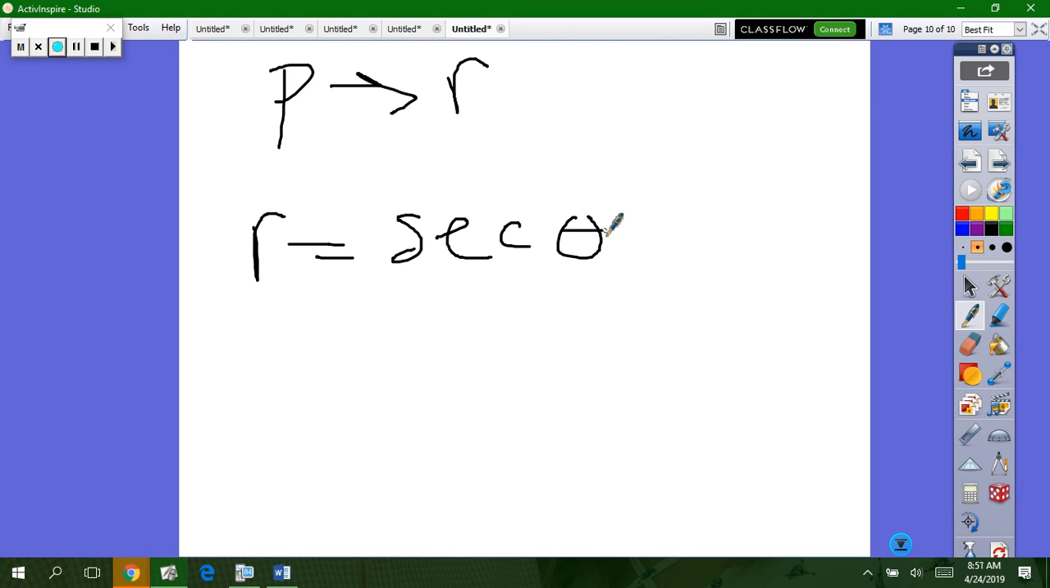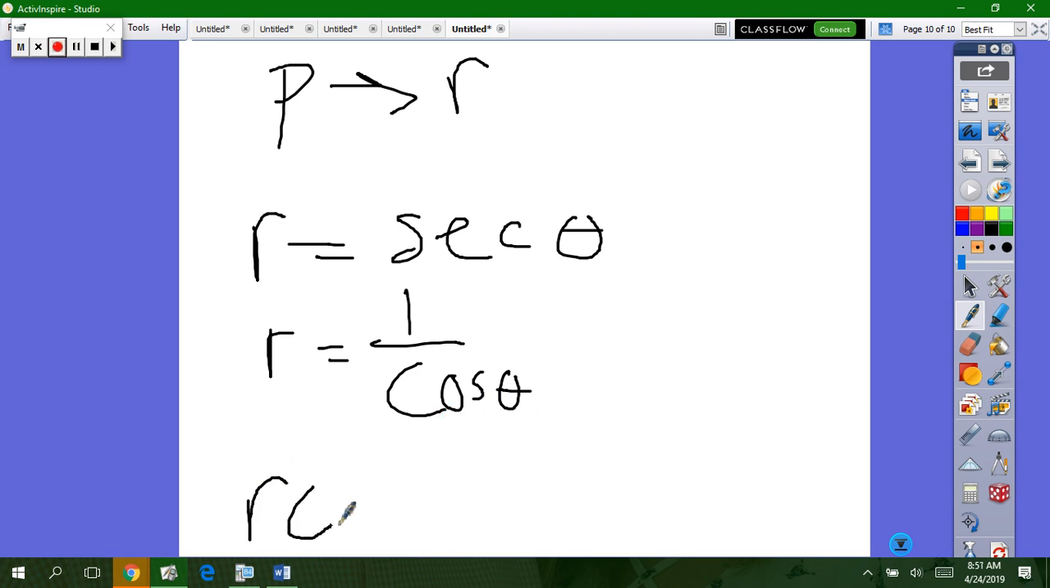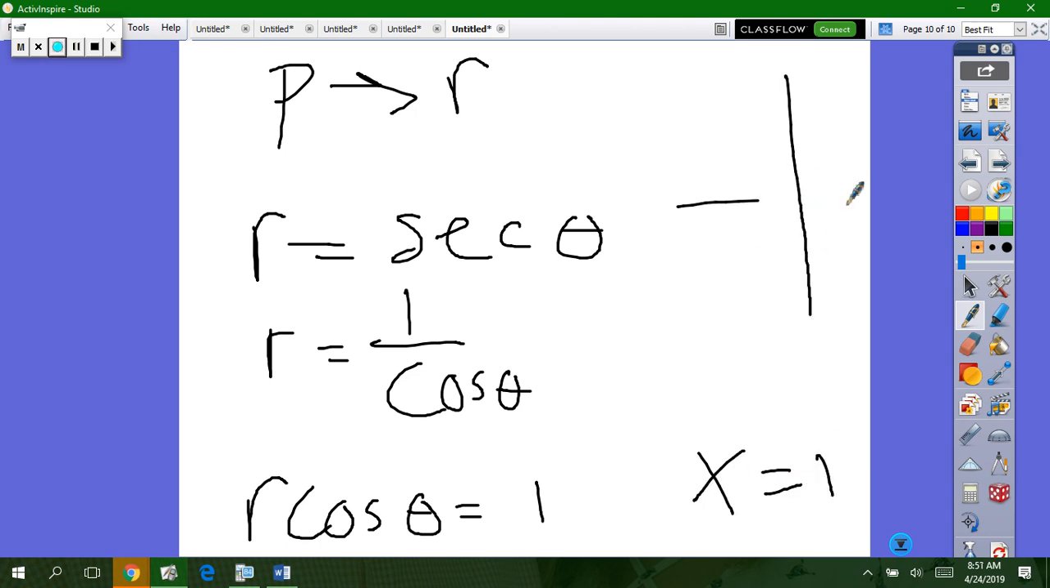Thanks, Mr. Rude. Okay, so once again, I know that this is R equals 1 over cosine. You guys agree? Okay, I'm going to times the cosine up. And what do we know R cosine of theta is? X, so X equals 1. It's just a line, like that. Where here's our line, that's 1.